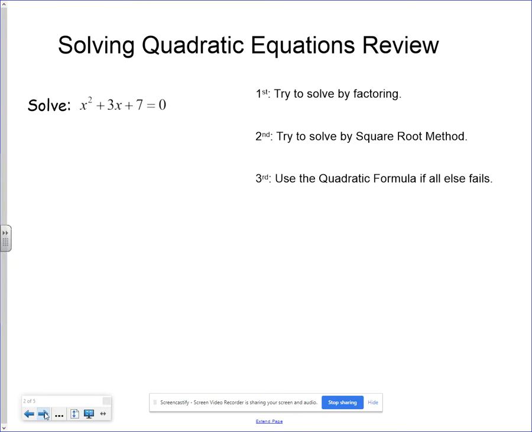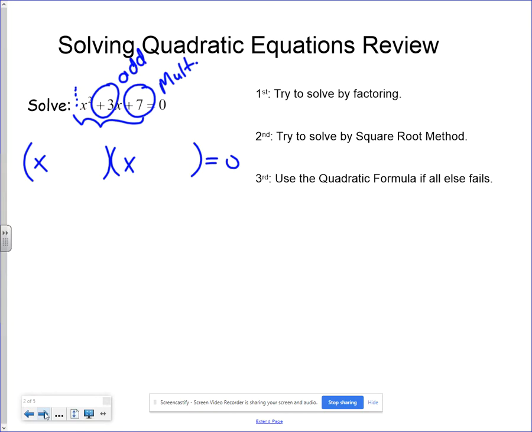All right, let's look at example 2 here. We want to try to solve it by factoring. Again, we got a quadratic trinomial. We have a leading coefficient of 1. So let's put x and x down. Now, let's look at the last number. I've got to look at factors of 7 that add to be 3.